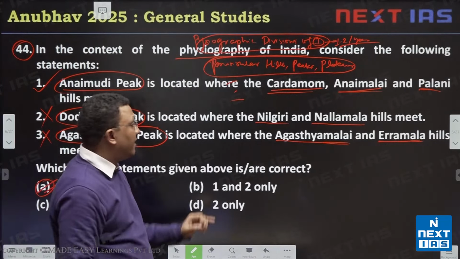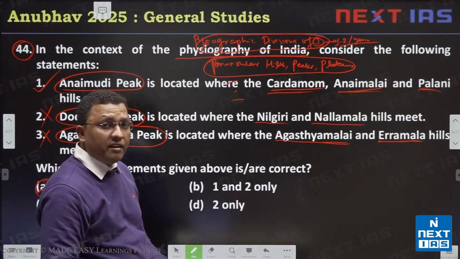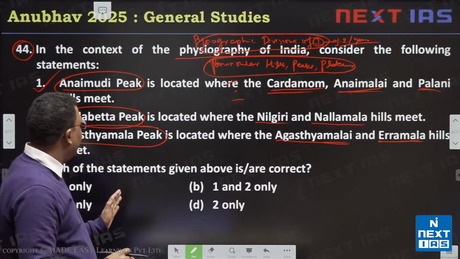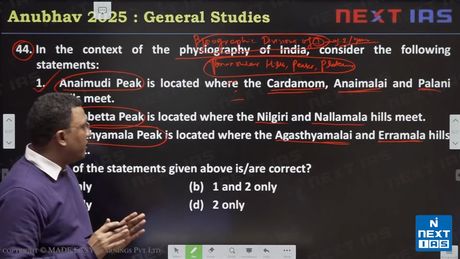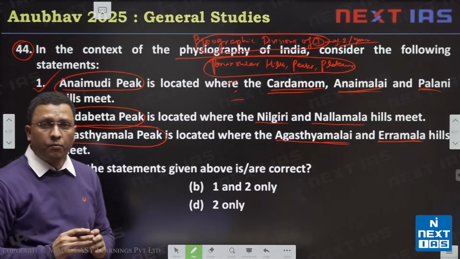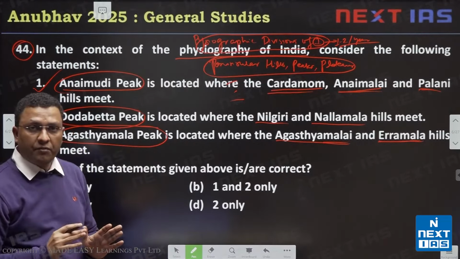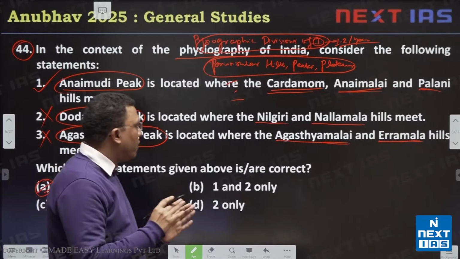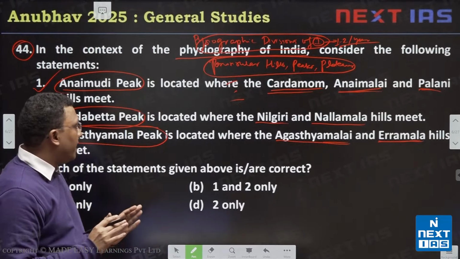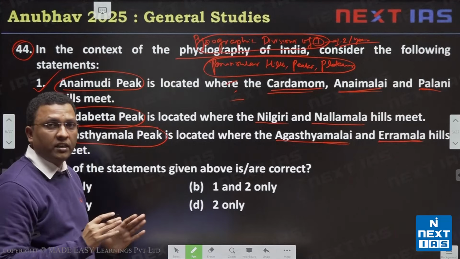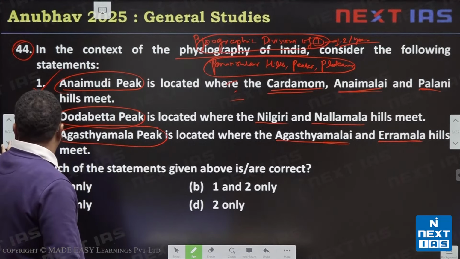So you can see that though these questions appear very tough at first glance, they are actually not. All you need is a fair idea of the placement of important geographical features, right? And if you have that fair idea, you can eliminate most of the wrong statements, right?